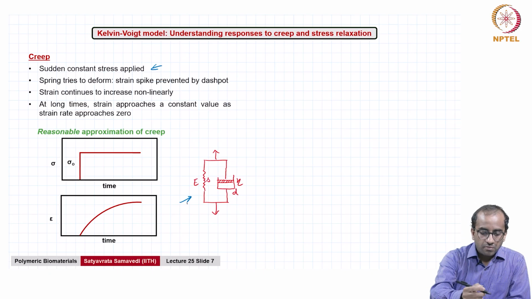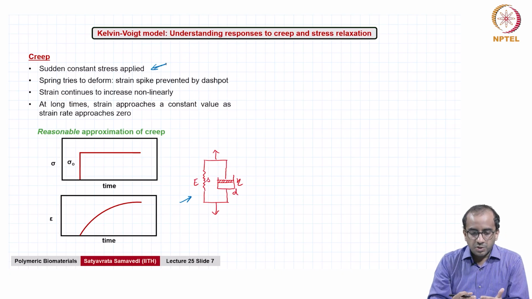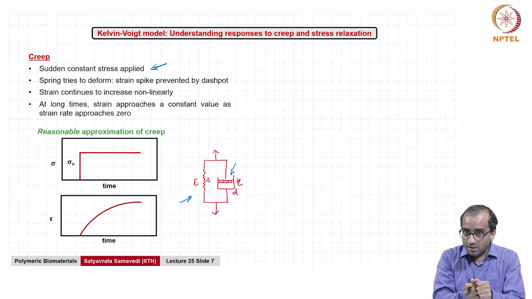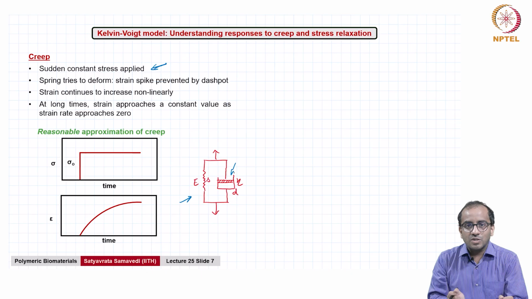So, here once the constant sudden stress is applied, the spring wants to immediately deform, but that spike that you typically see with the spring is prevented because you have this Dashpot element connected in parallel, right, which remember we did not have in the Maxwell model where they were connected in series. So, the spring could immediately instantly respond, right, and then the Dashpot will slowly respond with time. Here, because they are connected in parallel, the Dashpot element prevents that sudden spike initially.